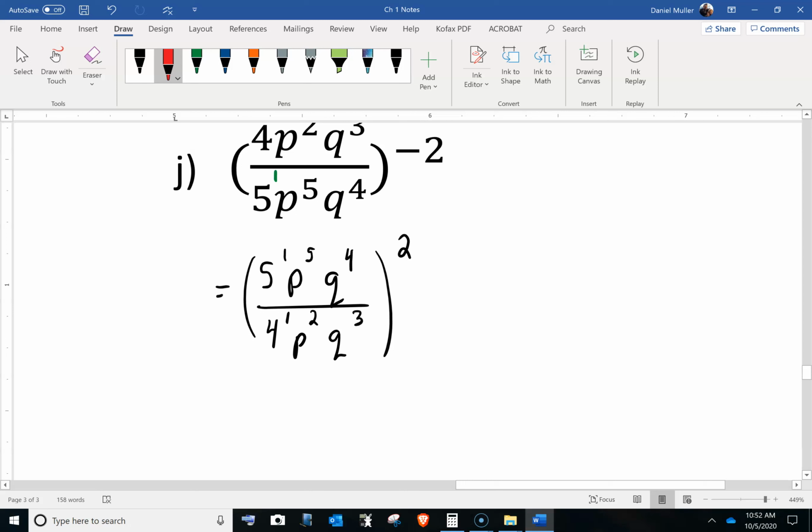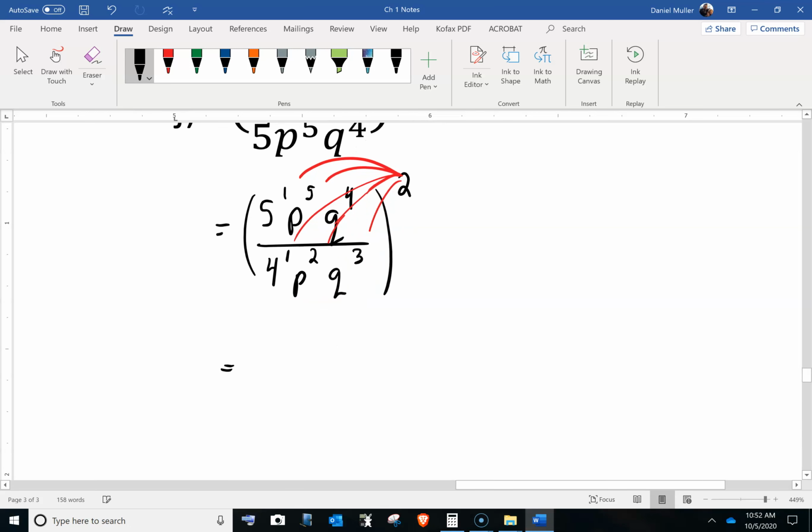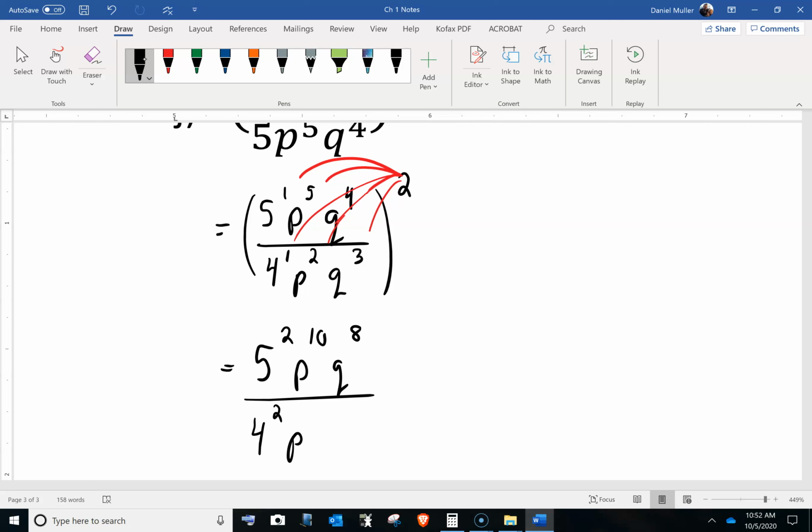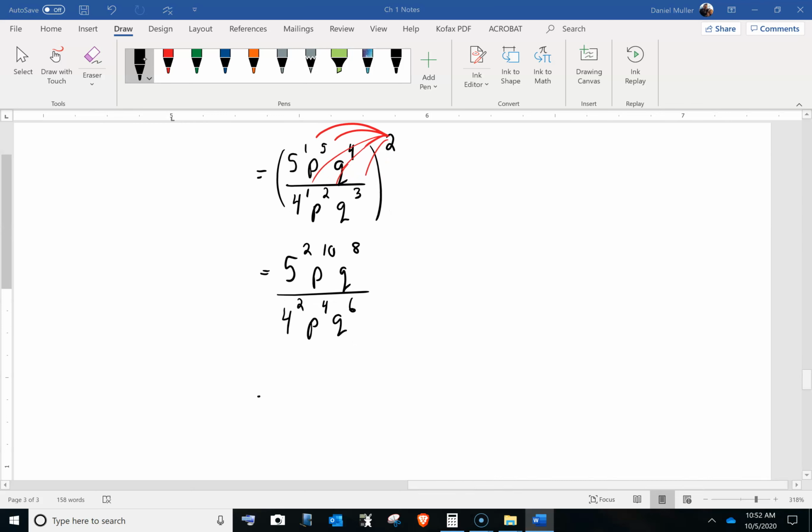So I will multiply this in. Now I can multiply this 2 in to everything. Let's see what I got here. Now I've got a 5, 1 times 2 is 2. P to the 10, q to the 8 over 4 to the 2, p to the 4, and q to the 3 times 2 is 6. Now I do know what 5 squared is. That's 25. And 4 squared is 16.